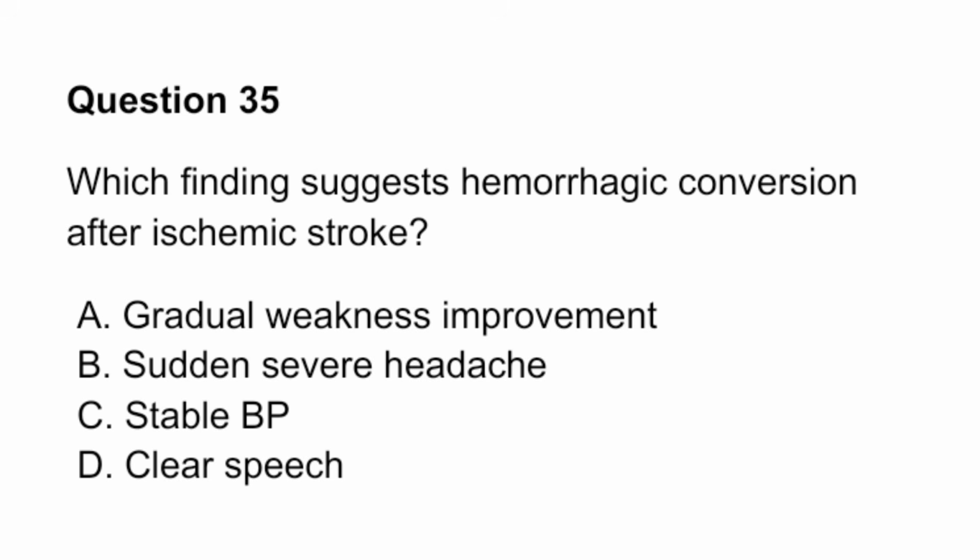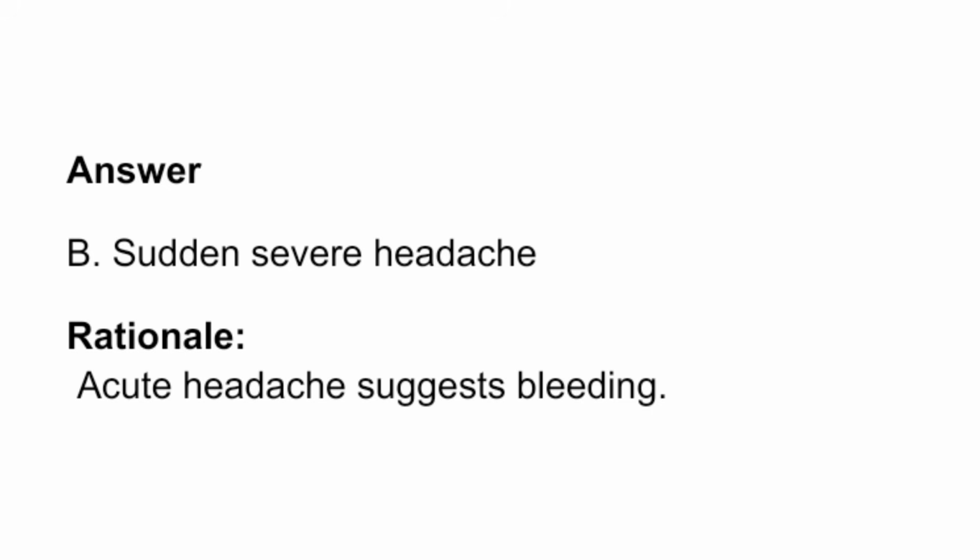Question 35. Which finding suggests hemorrhagic conversion after ischemic stroke? A. Gradual weakness improvement. B. Sudden severe headache. C. Stable BP. D. Clear speech. Answer: B. Sudden severe headache. Rationale: acute headache suggests bleeding.